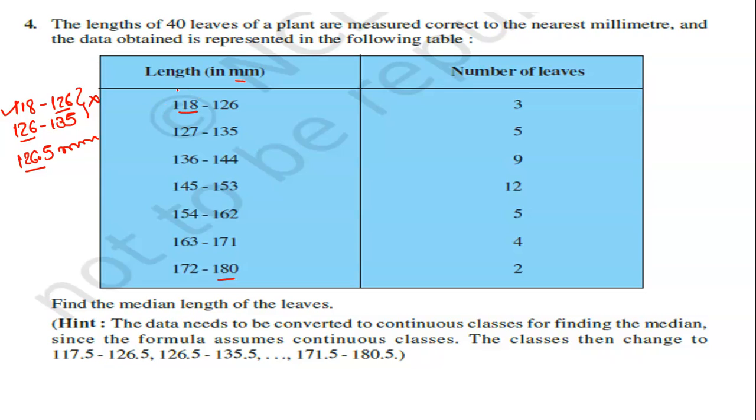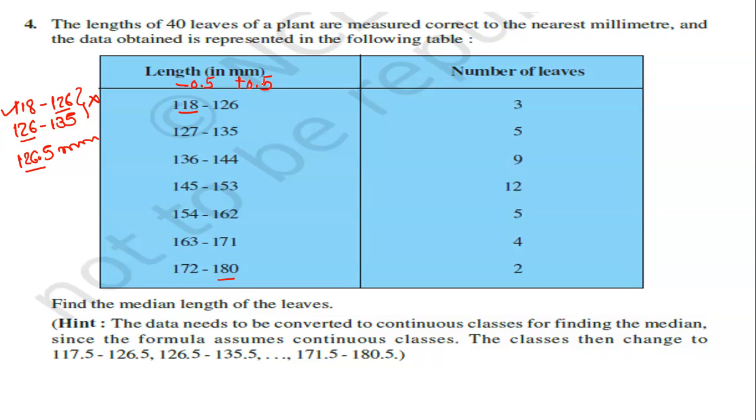We have to subtract 0.5 from the lower limit and add that 0.5 to the upper limit, because as per the rule of mathematics we cannot change the data ourselves. We subtract 0.5 and again add 0.5, so the data remains the same. By applying this, the interval will become continuous.